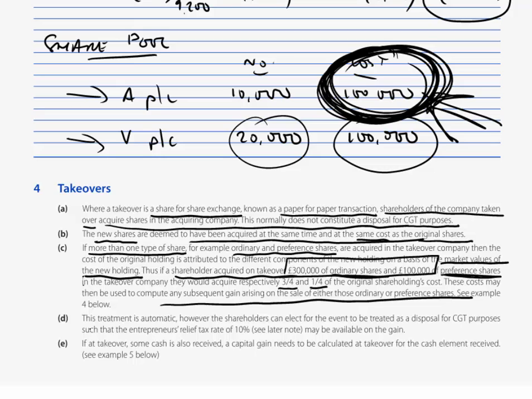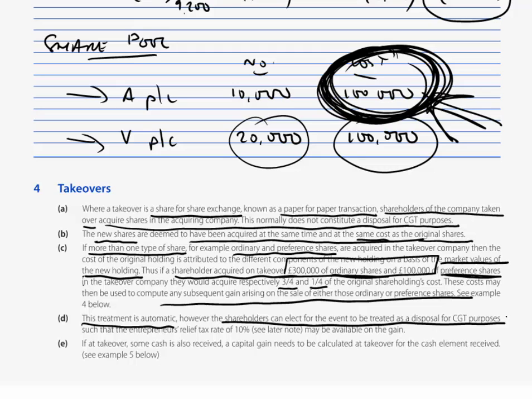Now we've just said that share for share relief, that treatment is automatic. However, although it automatically applies, the shareholders can elect for the event to be treated as a disposal for CGT purposes. You can actually elect to disapply the share-for-share relief and actually choose to crystallise the gain on the old shares. Again, in the example we've just done, that would have been on Silver Limited. You can crystallise the gain at that point in time.